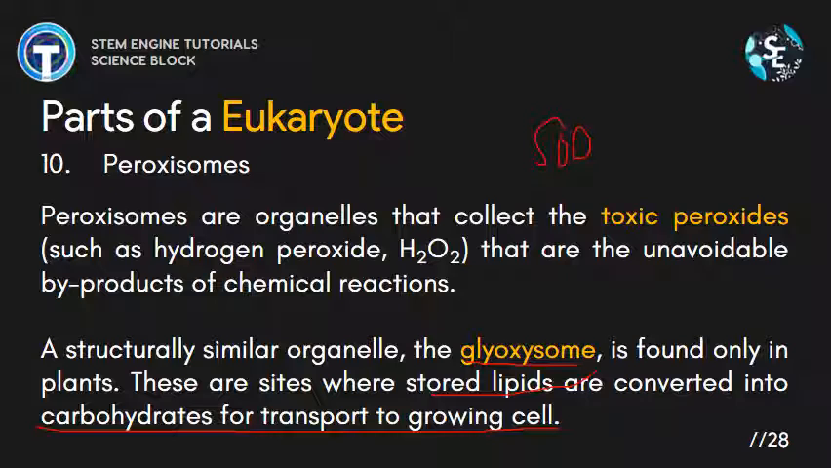So this peroxisome is typically only found on animal cells. However, a structurally similar organelle called the glyoxysome is found in plants naman. So, kung merong peroxisome si animal, meron namang glyoxysome si plant. So, these are sites where stored lipids are converted into carbohydrates for transport to the growing cell. So, typically, yung glyoxysome daw ay nakikita lang sa mga growing plant cells. So, yung mga saplings and yung mga patuloy pa lang na lumalaking halaman.